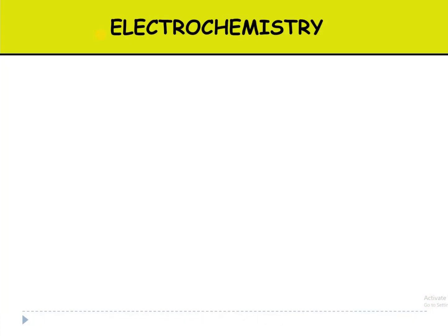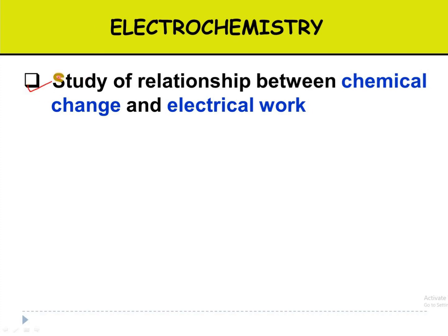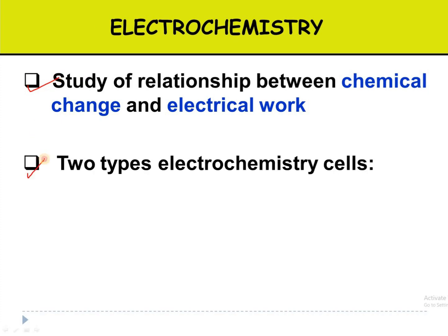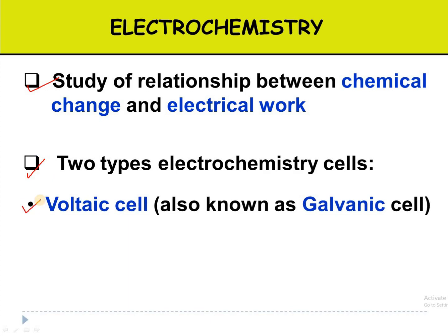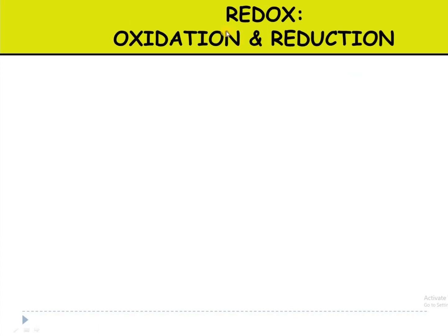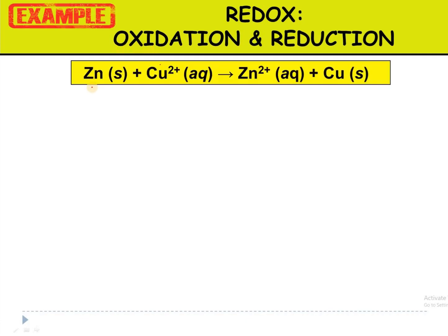What is electrochemistry? Electrochemistry is the study of the relationship between chemical change and electrical work. There are two types of electrochemical cell. First, voltaic cell, also known as galvanic cell, and number 2, electrolytic cell. In electrochemistry, we have the redox reaction. So a redox reaction involves oxidation and reduction processes. This is one example of a redox reaction between zinc and copper.